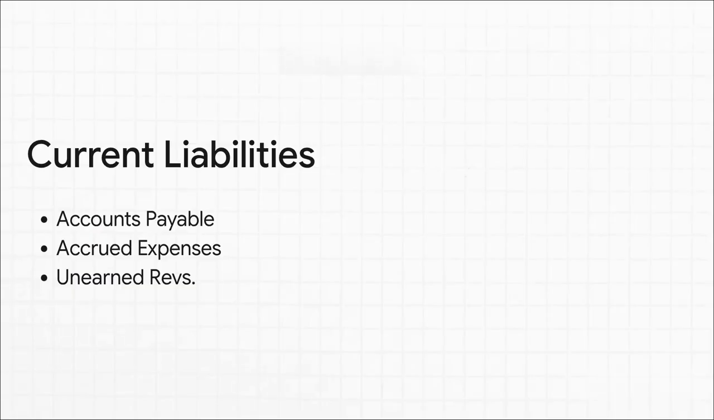So, current liabilities. These are the immediate obligations keeping the lights on, the ones demanding short-term cash flow to settle within the current operating cycle. This includes your accounts payable, which is money you owe suppliers for goods you bought on credit. It also includes accrued expenses, things like unpaid salaries or taxes. Interestingly enough, this also includes unearned revenues.